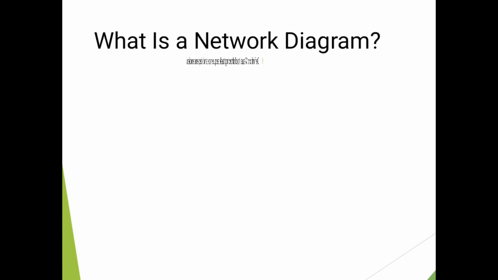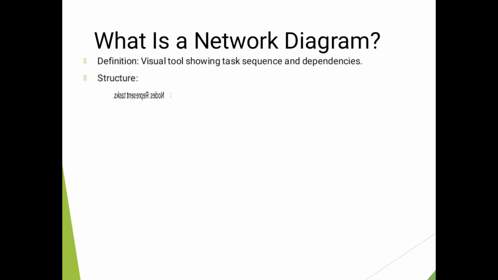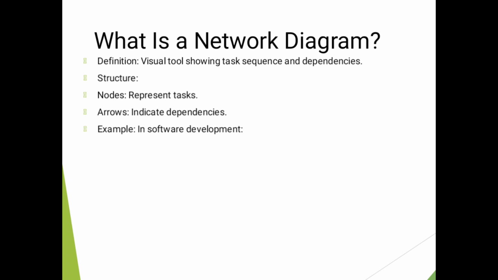Let's talk about network diagrams. What are these? Network diagrams are visual tools showing task sequences and dependencies. These are just things which are drawn, and they show the sequence of tasks as well as how those tasks depend on each other. Network diagrams have the following structures. Number one, nodes. Nodes represent tasks. Then the other thing is arrows. Arrows depict dependencies.